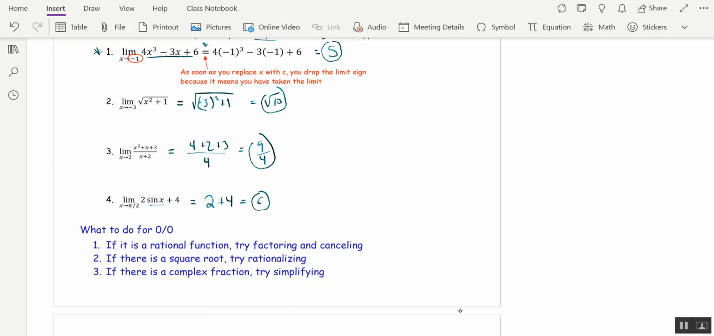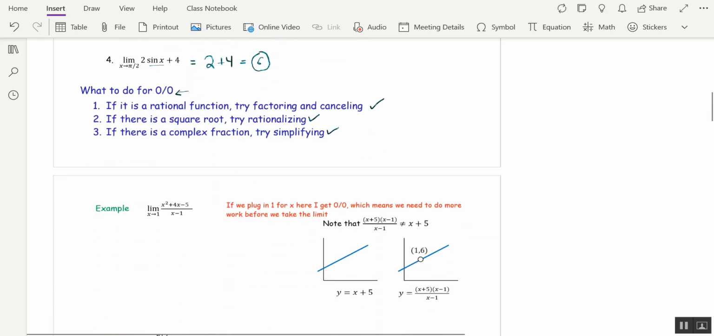Okay, that's not the norm. Usually something bad's going to happen. So we're going to get 0/0 typically. And there's three things we can try when that happens. We can try factoring and canceling. We can try rationalizing if there's a square root. Or we can simplify a complex fraction. And I'm going to do an example of each one.